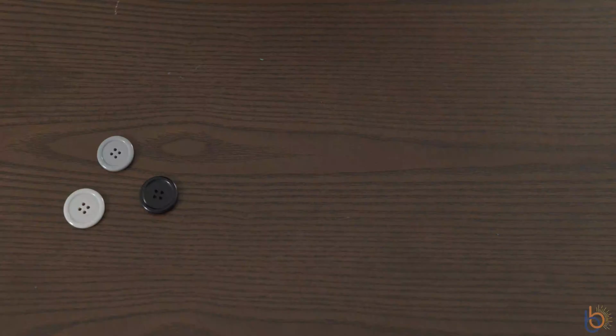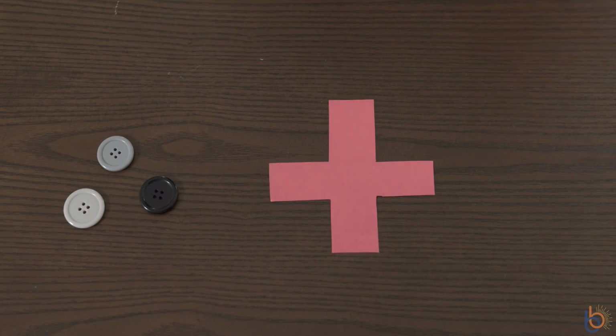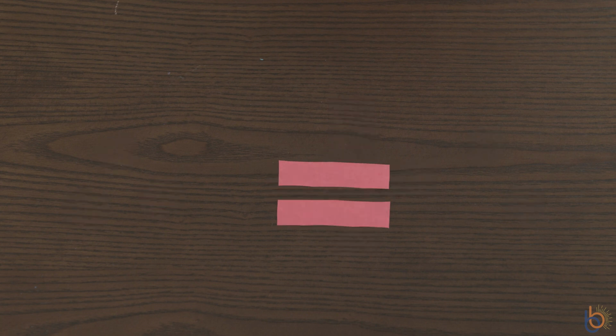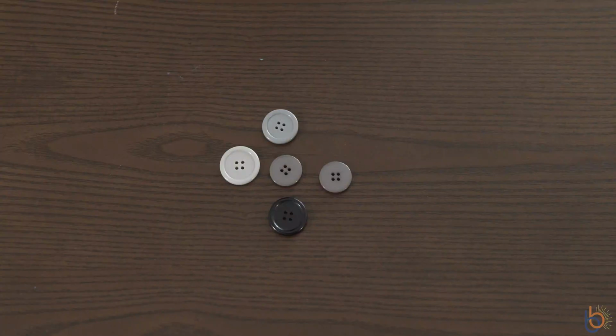You solved your first addition number sentence. Great job! Let's try one more. Here in the first group, we have 3 buttons, followed by our plus sign. And in the second group, we have 2 more buttons. That is followed by our equal sign. So in this number sentence, what is our total or sum? That's right, it is 5.